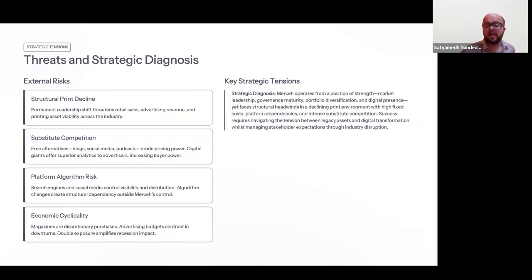There is structural decline in print media. You have a lot of substitutes, blogs, social media, podcast, other websites, which are creating a huge competition for you. Then you also run the platform algorithm risk.